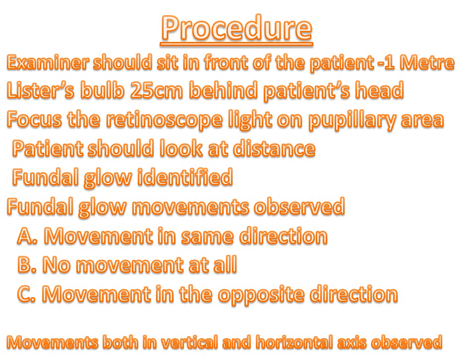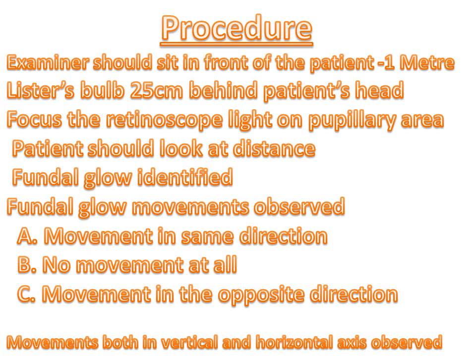Coming to the procedure, the examiner should sit in front of the patient at a distance of 1 meter, and the Lister's bulb is placed 25 centimeters behind the patient's head. Now, taking Lister's bulb as the source of light, you focus the retinoscopy light on the patient's pupillary area. Patient should essentially be looking at a distant object, and as the patient looks at a distant object, you can easily visualize the fundal glow in the midst of the pupil, and you are supposed to observe how this fundal glow moves.